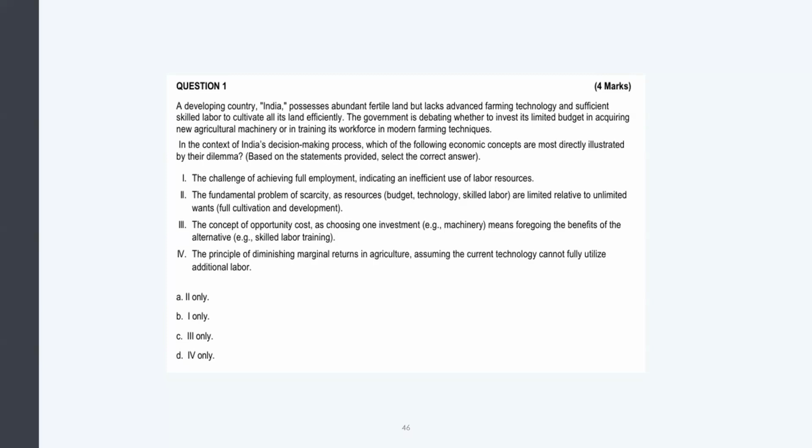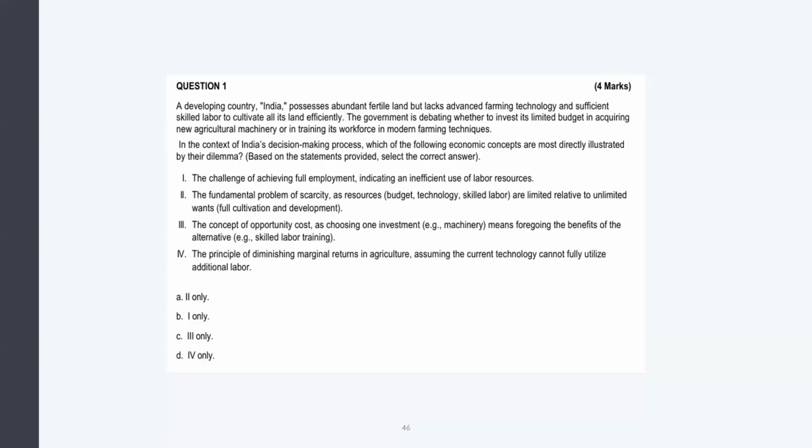We're saying that the government possesses abundant land, it has got a lot of land, but it is lacking in technology, right? It is lacking in capital, right? It is also lacking in skilled labor. It does not have proper labor for use in its production. So it has to decide what should we do, right, given what we have. Right? So which of these statements below is the correct one? Select the correct answer.